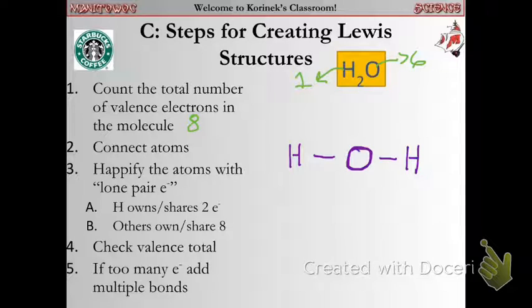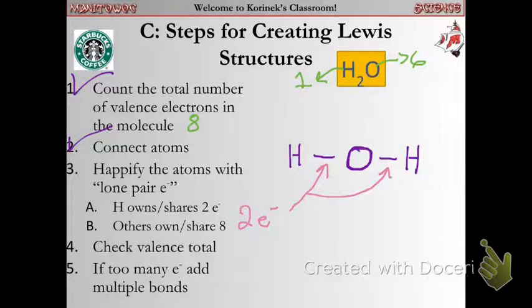So, okay, we've done number 1 and we've done number 2. Number 3, I call it happifying. I want to happify the atoms with lone pair electrons. So how do we do that? Well, hydrogen owns or shares 2 electrons, and if it owns or shares 2 electrons, it's happy. Now remember, the bond signifies a sharing of 2 electrons. So the hydrogen atoms are happy because both hydrogen atoms are sharing 2 electrons. So they're good to go.